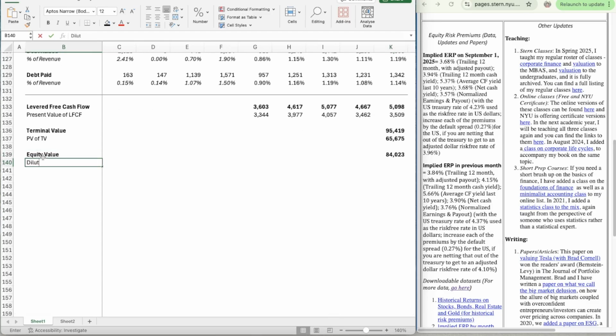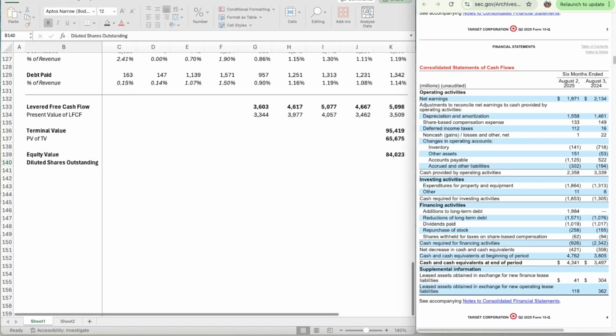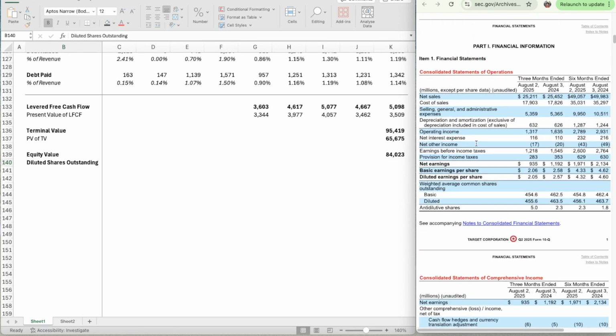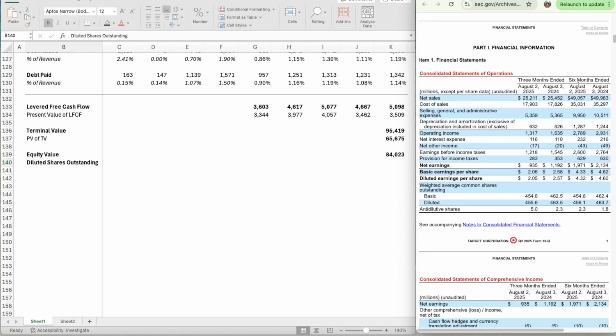Now we want to find the diluted shares outstanding, and that is, where is it? It's on the income statement somewhere. Okay, yeah, these 456.1 million. If shares are being reduced, 463 the previous year, 456 now, you'd rather it was that way than the other way.